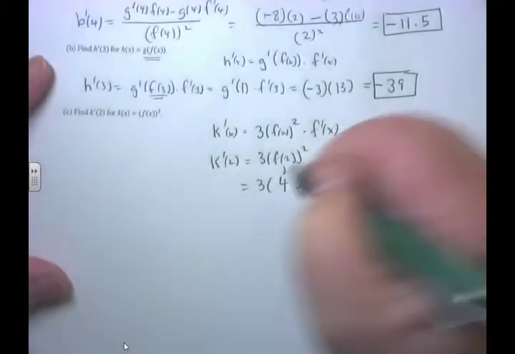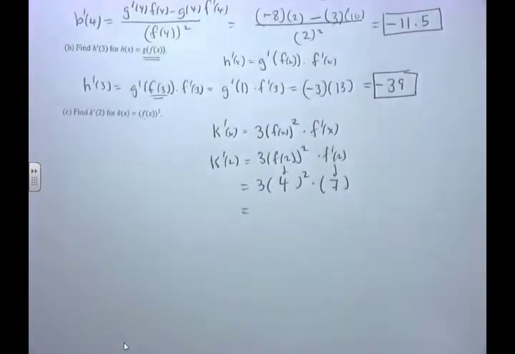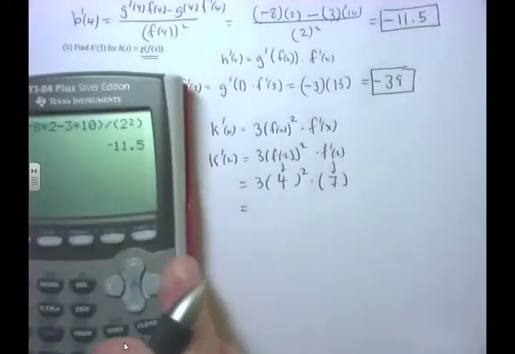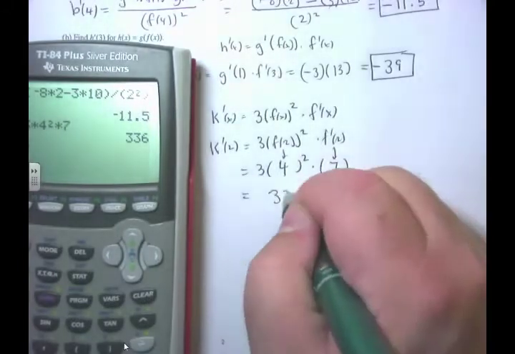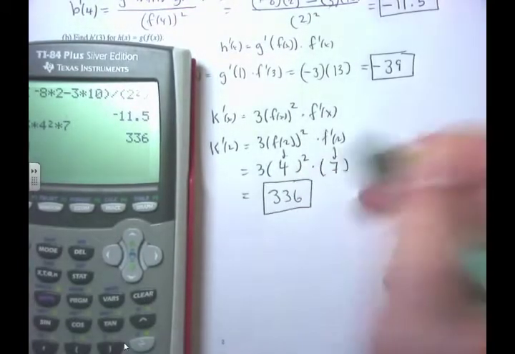So literal substitution, this is where the chart comes in handy. And now this is going to give me 16 times 3 times 7. That's definitely a calculator problem. 3 times 4 squared times 7 is 336. And there's my answer.